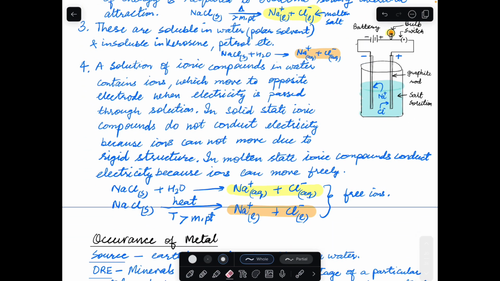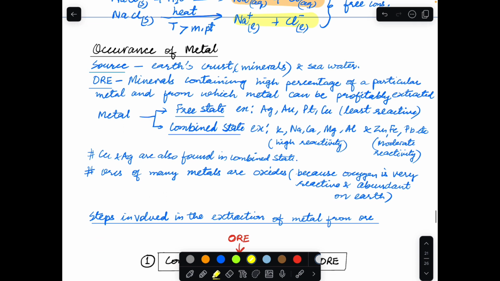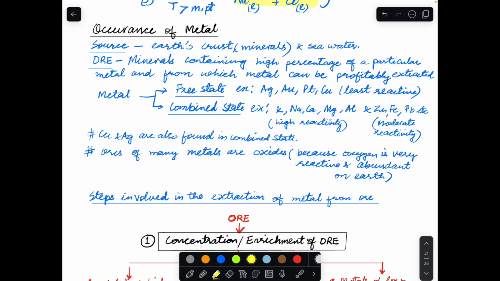Just a moment. We have depicted it with the reverse color. Okay, fine. Next, we will come to metallurgy, how we get metal from their compounds.